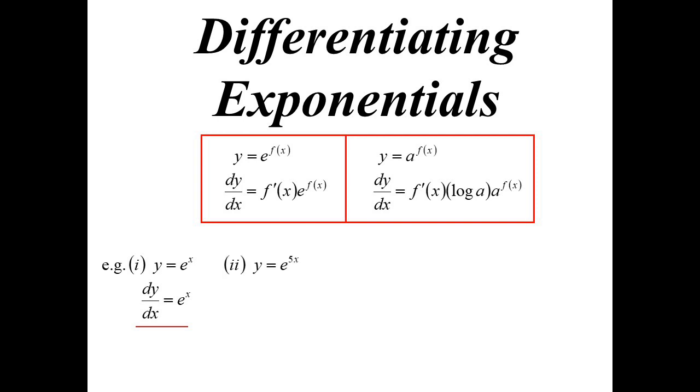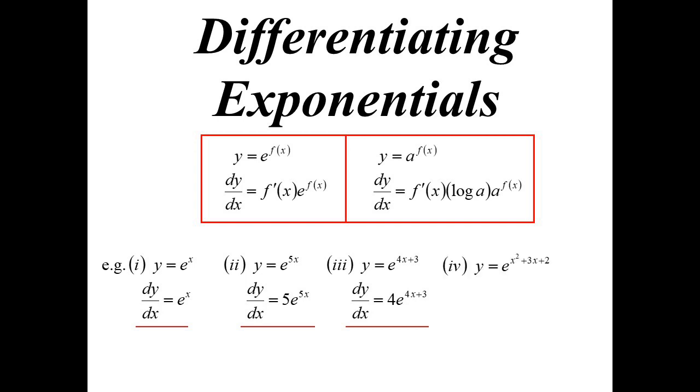e to the 5x then would simply be 5e to the 5x. Any linear function really, it's just the coefficient of x. So 4e to the 4x. Doesn't have to be a linear function, we've got a quadratic there. So 2x plus 3, e to the x squared plus 3x plus 2.